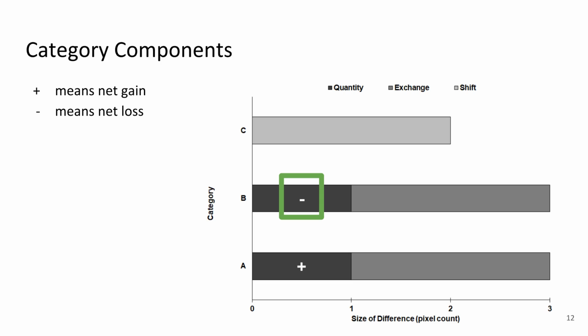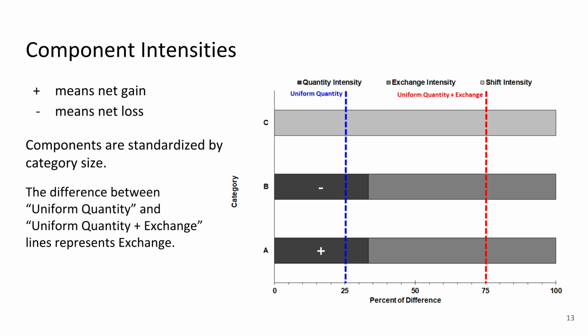This motivates the desire to compute component intensities that evaluate how intensively each category experiences each component relative to the size of that category's total difference. This figure shows component intensities standardized by total difference for each category. This figure allows us to compare the relative impact that each component expresses for each category.